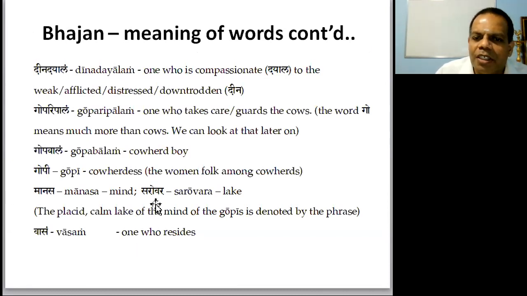Gopi Manasa Sarovar. What it basically means is the Gopi's mind is still like the Manasa Sarovar. It's like a lake. Vasam means one who resides. Gopi Manasa Sarovara Vasam: one who resides in the pellucid, calm waters of the minds of the Gopikas. It's 10 o'clock. I think I'll stop here.